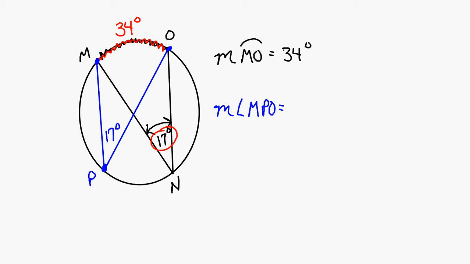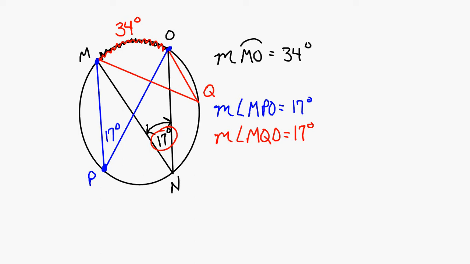If you added another inscribed angle, we'll call that Q. The measure of angle MQO would be equal to 17 degrees.